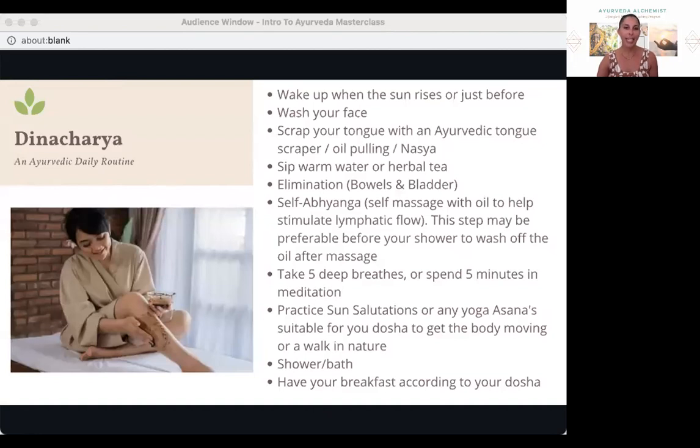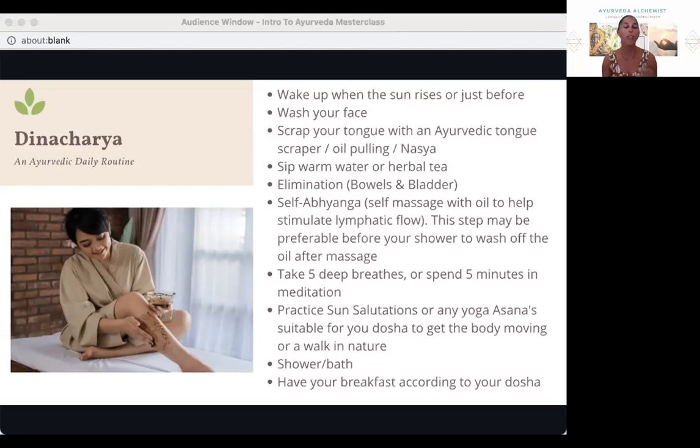So this is like a typical Ayurvedic Dinacharya, and I'm saying you don't need to do all this, right? But this is a typical one. You might just take a few of these things to do in your morning routine. And today, just commit to implementing 1 or 2 things that you have learned. So wake up when the sun rises or just before. Wash your face, to stimulate and cleanse the senses. Scrape your tongue with an Ayurvedic tongue scraper.